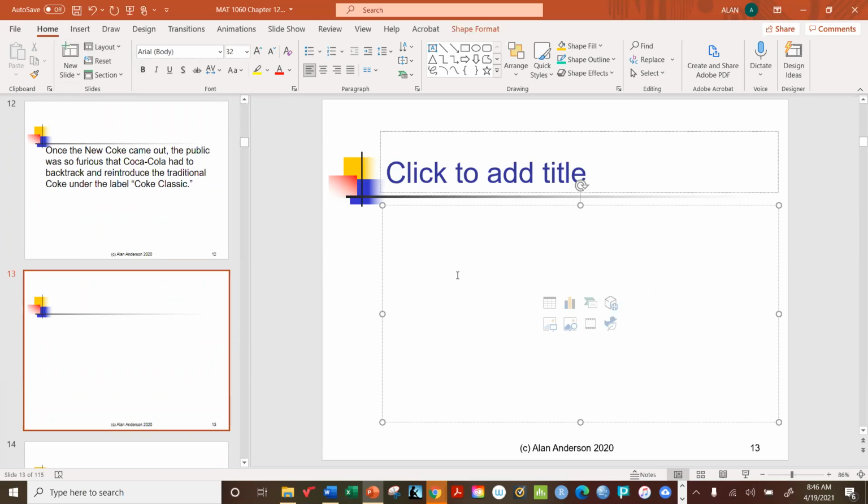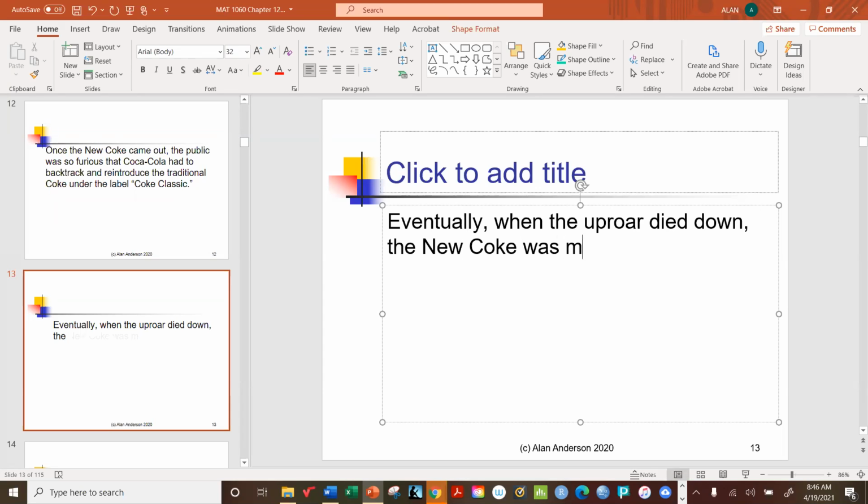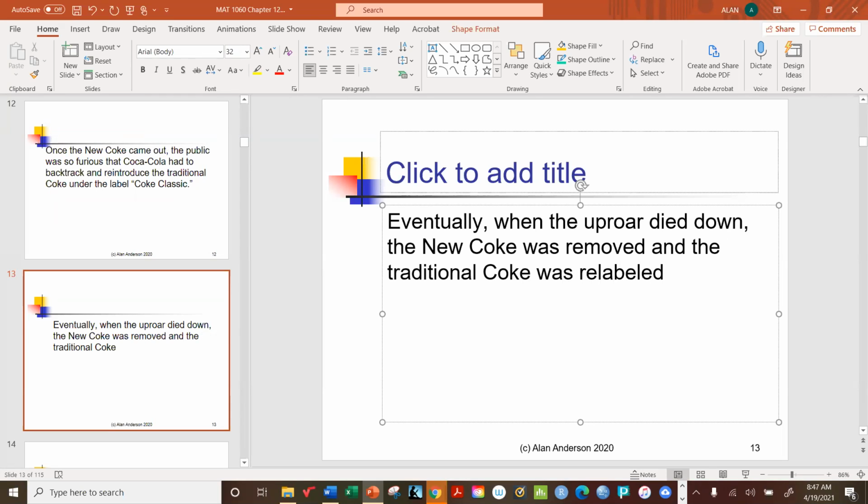So eventually, when the uproar died down, the New Coke was removed and the traditional Coke was relabeled again as just plain Coke. Okay, so in other words, now they were back to what they had before. There's no New Coke anymore. Instead, we have regular Coke, but it's called just Coke, not Coke Classic. So naturally enough, many people were fired over this, and the company lost a boatload of money.